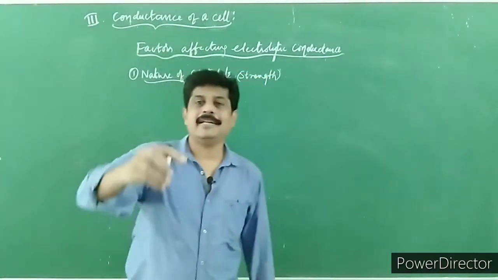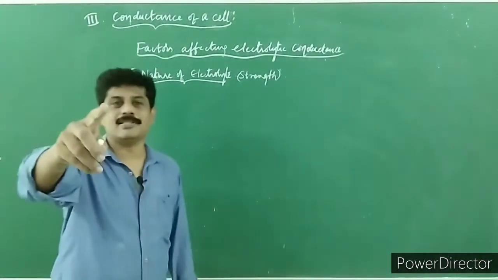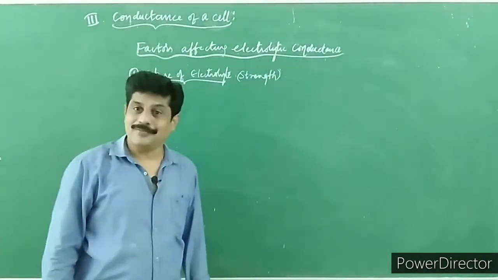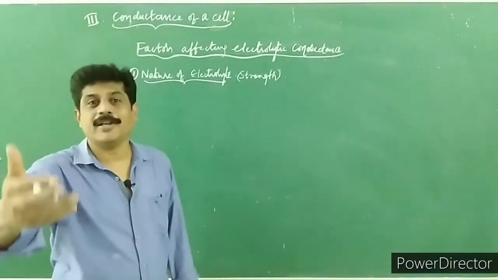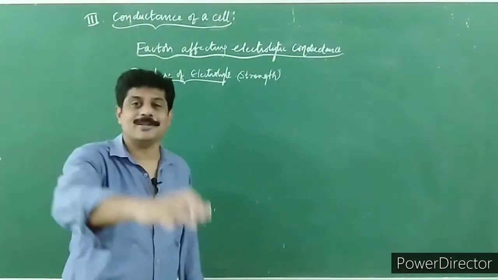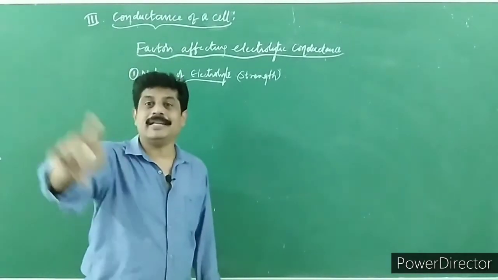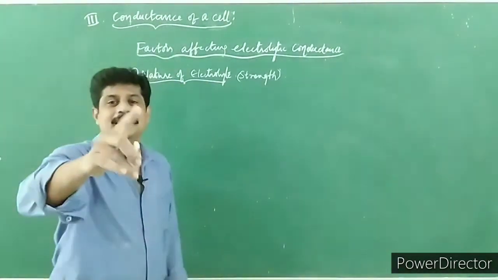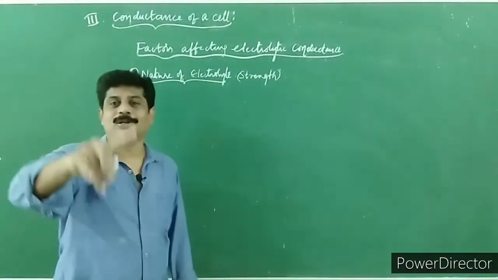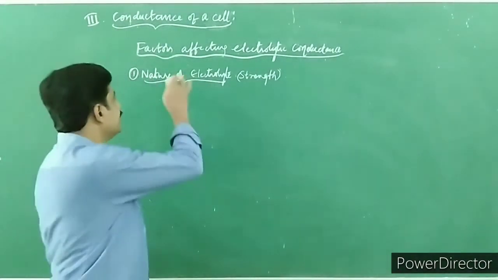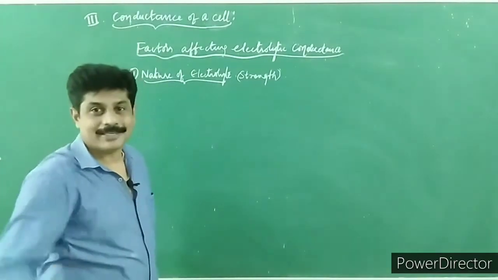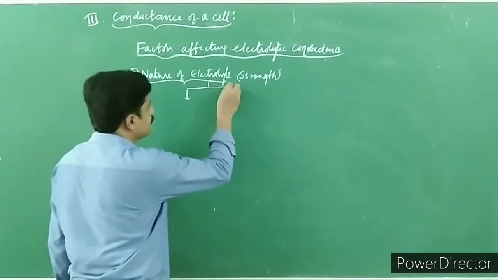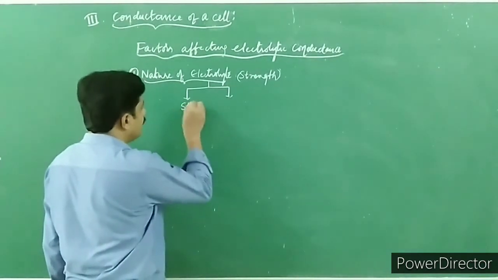Children, the conductance of an electrolyte depends upon the number of ions present in the solution. Therefore, greater the number of ions produced by the electrolyte in solution, the greater is the conductance. Children, the number of ions produced by an electrolyte depends upon its nature. Remember, electrolyte can be classified into two types. Number one, strong electrolyte.